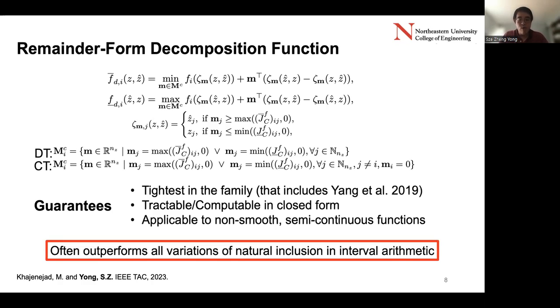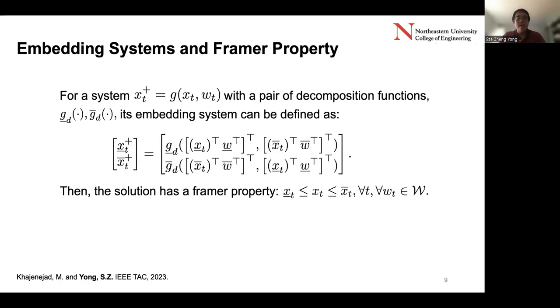So what we also find is that it's not always true, but if we use this specific way of bounding using this remainder form decomposition function, it actually outperforms quite a few of the variations of natural inclusion in interval arithmetic, for those that are familiar with that.